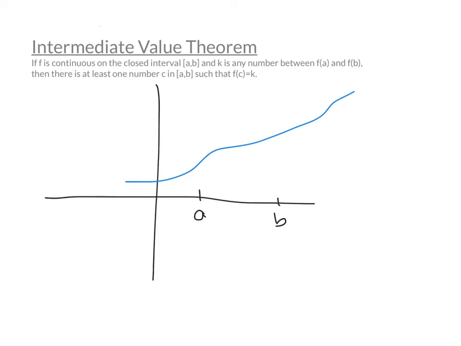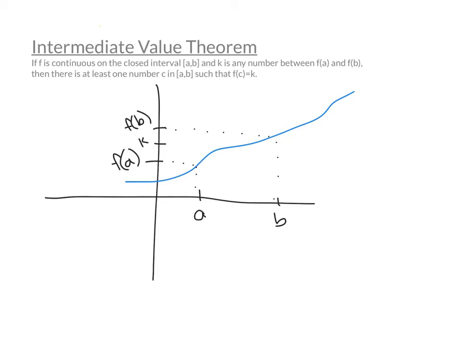So the next thing they say is k is any number between f of a and f of b. So f of a is going to be whatever your y value is when x is a. f of b is going to be whatever your y value is when x equals b. So they told us that k is a number between f of a and f of b. So I'm just going to put k here.